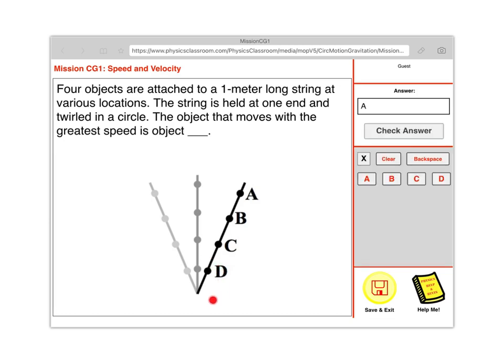Since each of these is going to complete a circle in the same amount of time, the one that makes the biggest circle is going to travel the most distance in the same amount of time. Clearly A on the outside is going to be moving much faster than all the others, so the greatest speed is going to be A.